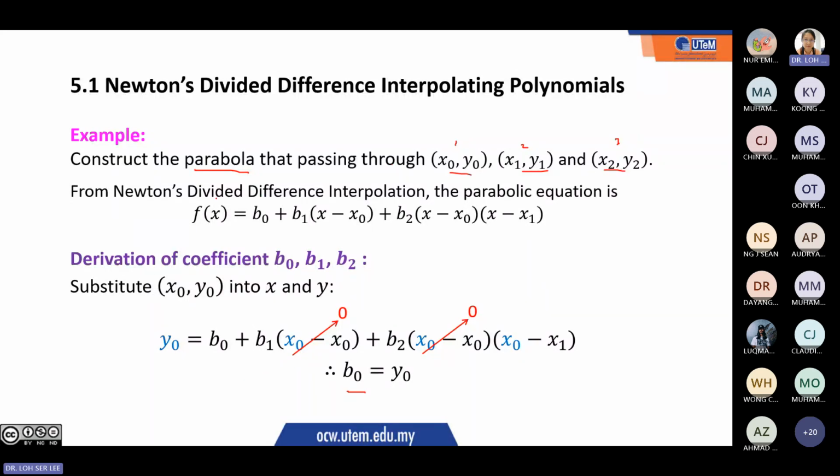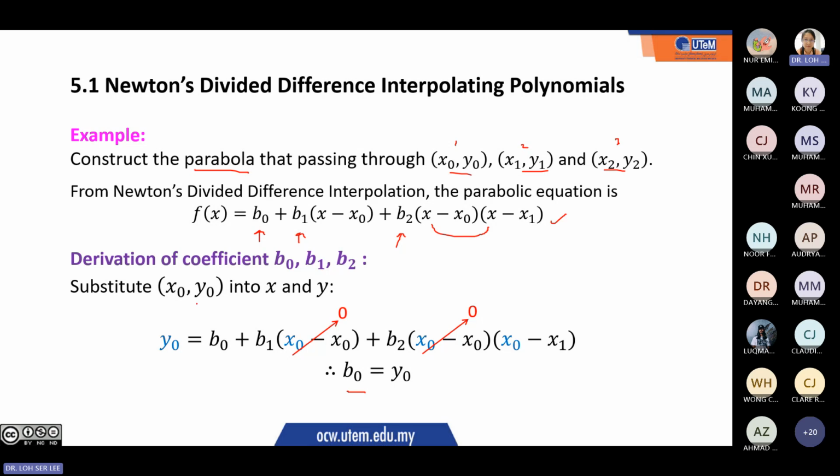From Newton's interpolation, we know that this is the general formula for a quadratic polynomial, because up to here, this is x squared. So from here, we will start to find B0, B1, and B2. We want to get a formula in order to find the values of all these B. So, the derivation of the coefficients B0, B1, B2.